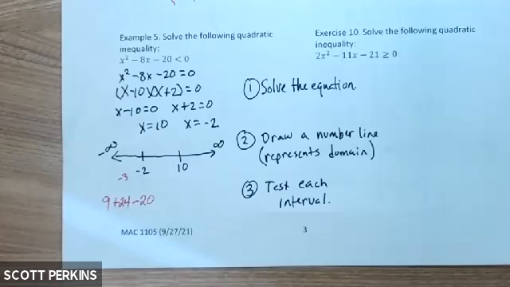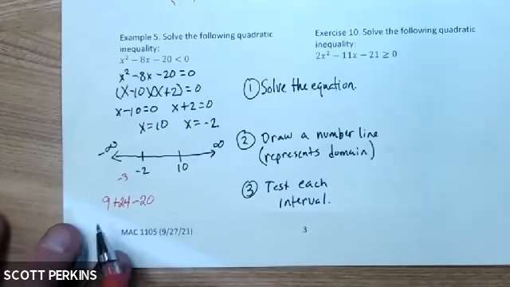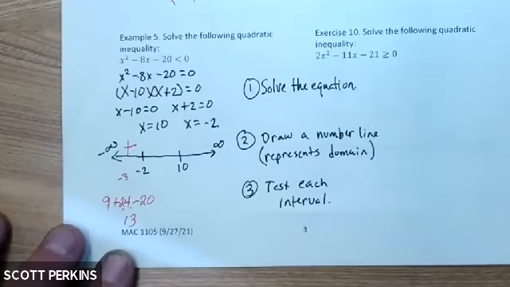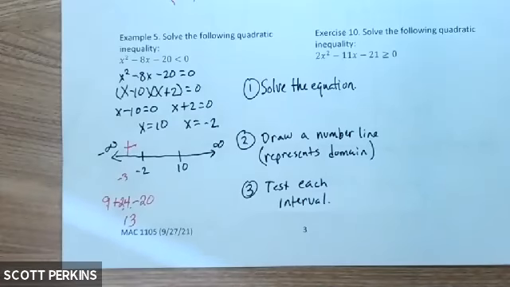Again, we'll get a value here, but I don't really care what the value is. I just want to know, is it a positive value or a negative value? So 9 and 24 is 33, -20 is 13. That means it's positive in that interval. If you picked a different test value, you should have come to the same conclusion. We should all get positive on that left-hand interval.